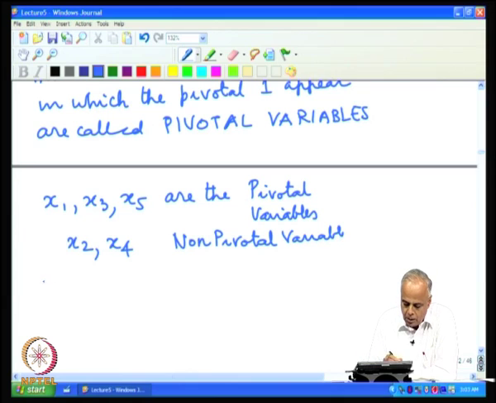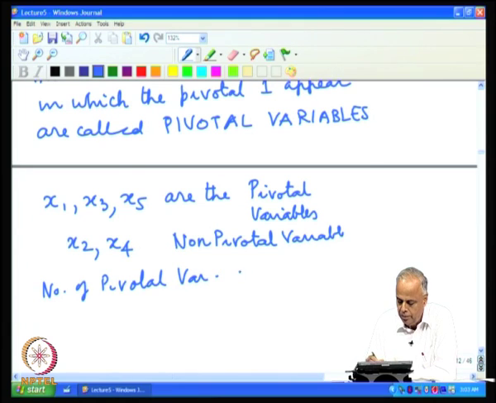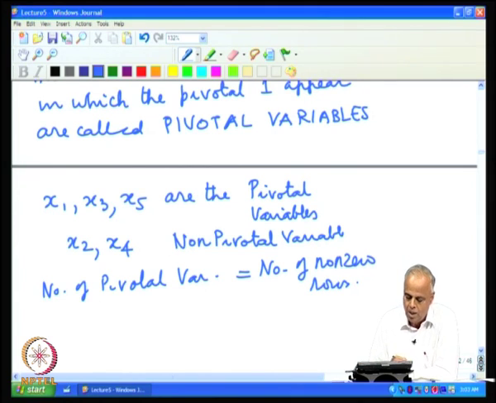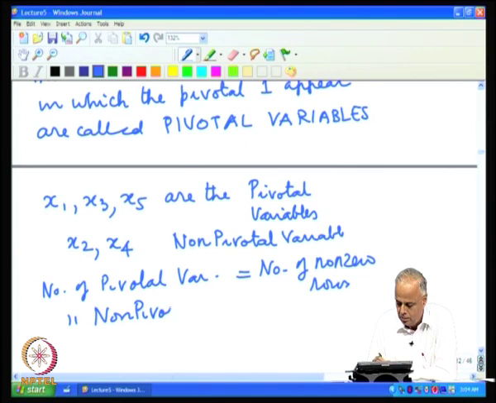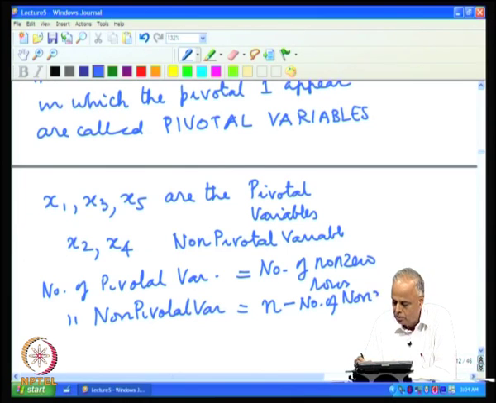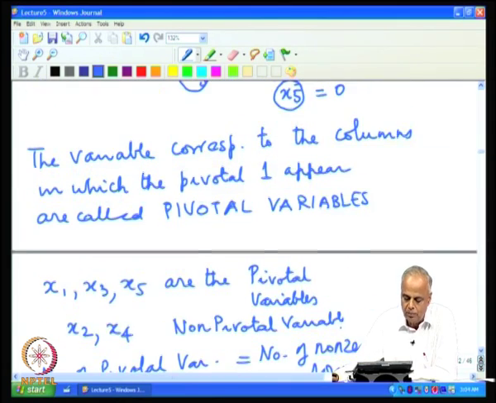Notice that the number of pivotal variables is equal to the number of non-zero rows, and the number of non-pivotal variables is the remaining; totally there were n. So, therefore, it is n minus the number of non-zero rows. Now, let us get back to the system.